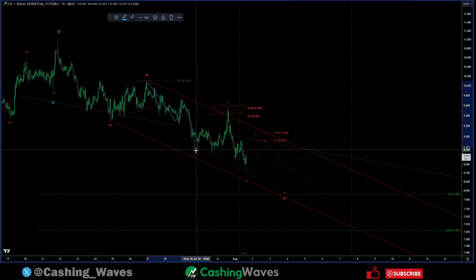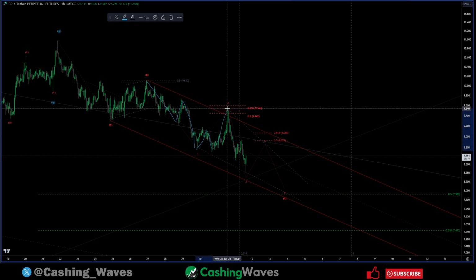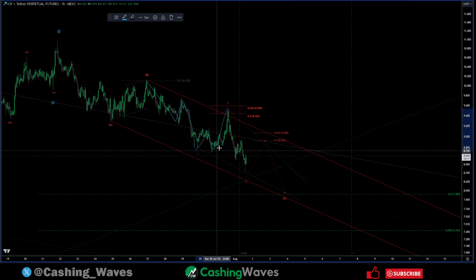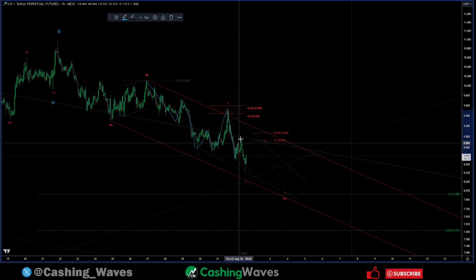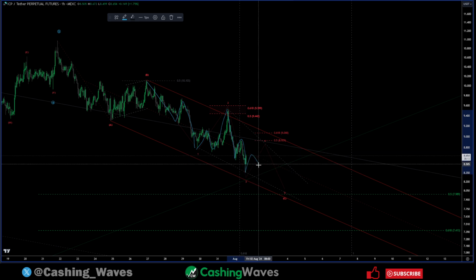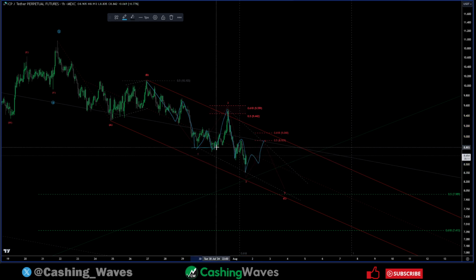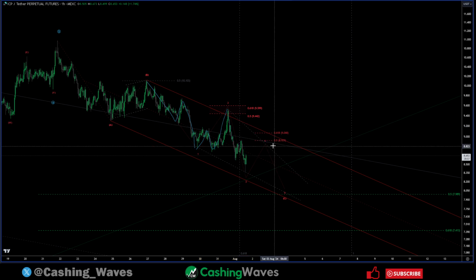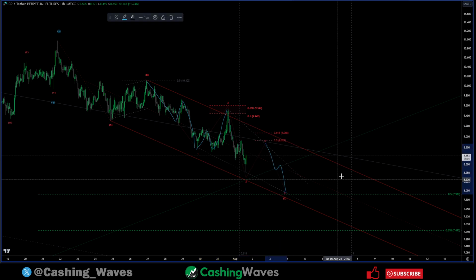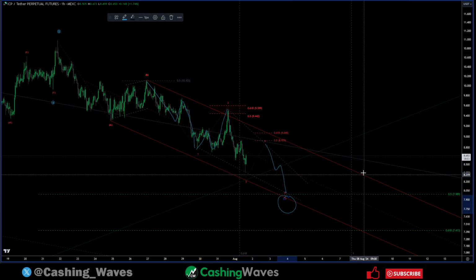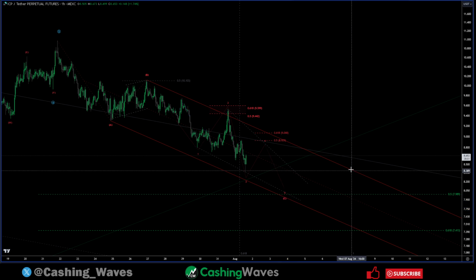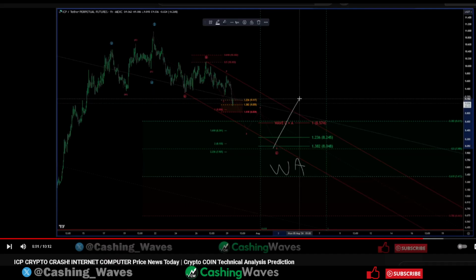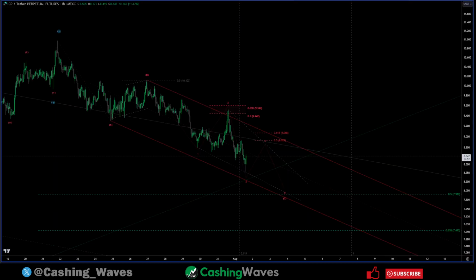So we get an ABC wave 1, WXY wave 2 as an expanded flat, ABC wave 3, looking for a fourth that doesn't have to, but would like it to overlap this wave 1 in price, and then a final ABC for our 5th wave within a C wave. So you can see how I did that in real time. We were looking for a 5-wave impulse, but we didn't get that, so we must adjust.